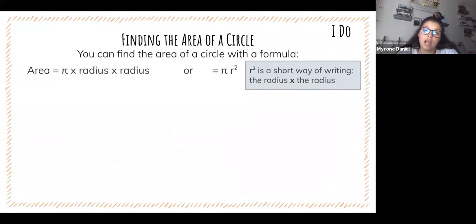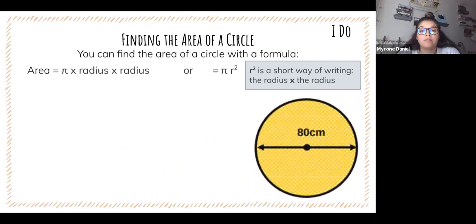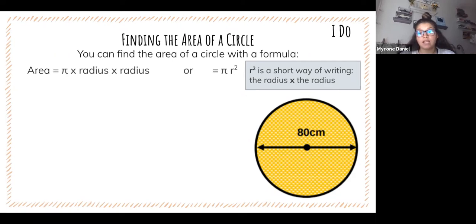So we also have another I do. This time, I'm going to have the diameter of 80 centimeters. So in this formula that we have, we don't have an option to have a diameter. So because of that, we need to find what the radius is. We've already done that by dividing the diameter by 2 to find the radius. So radius equals the diameter divided by 2. That's going to be 80 divided by 2.